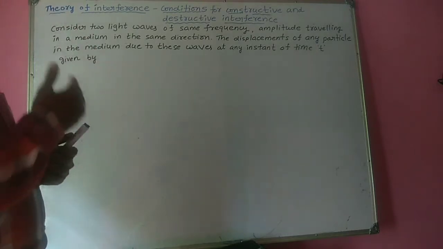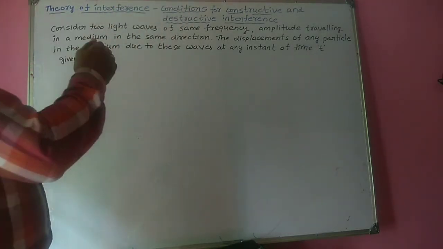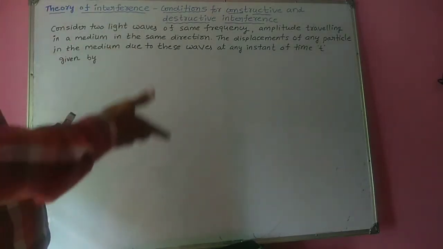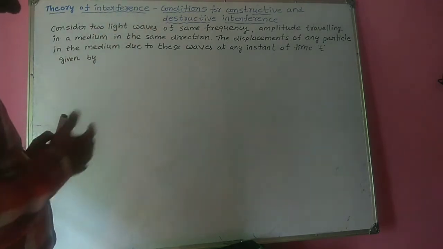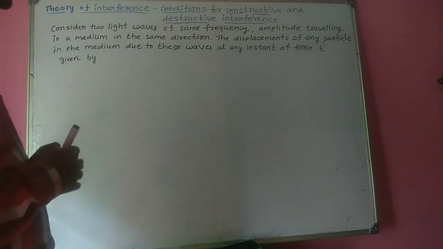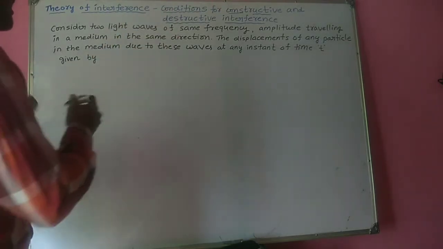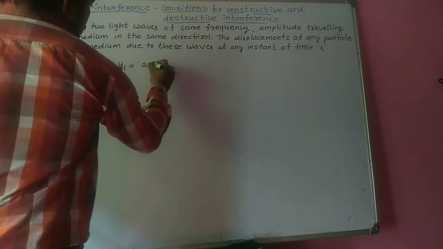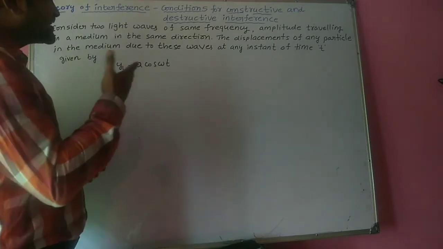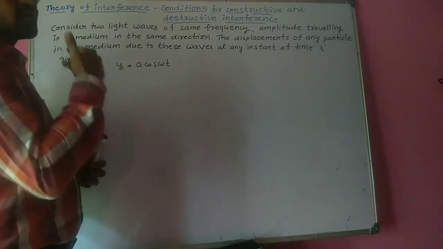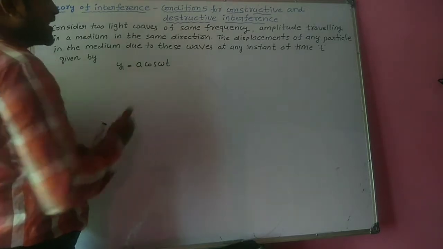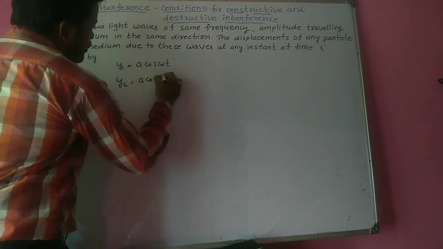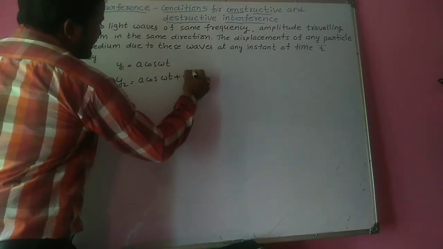Whenever a wave is propagating through the medium, the particles of the medium execute simple harmonic motion. Already we have studied. Now, whenever the particles execute simple harmonic motion, the displacement of any particle in the medium due to these waves at any instant of time t is given by y1 is equal to a cos omega t. Generally, these displacements are given by sine or cosine functions. So y1 is equal to a cos omega t and y2 is equal to a cos (omega t plus phi).